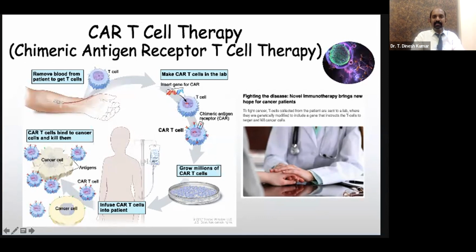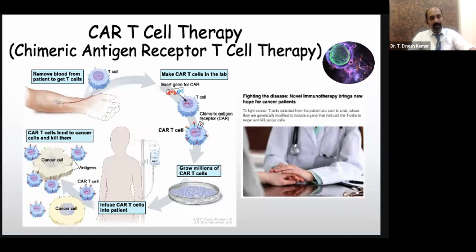So these T cells are taken from a patient's blood. Then the gene for a special receptor that binds to a certain protein in the patient's cancer cell is added to the T cell. This special receptor is called the chimeric antigen receptor. A large number of these CAR cells are grown in the laboratory and given to the patient by infusion. Currently this CAR cell therapy is used to treat certain blood cancers, and is being studied in the treatment of other types of cancers as well.